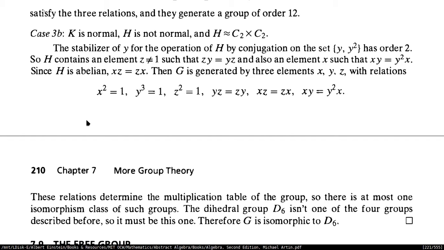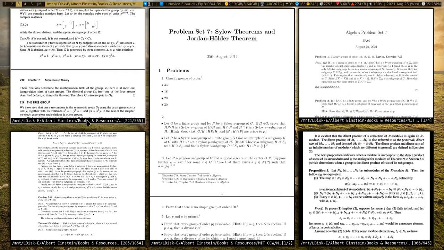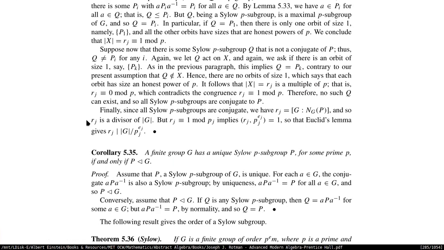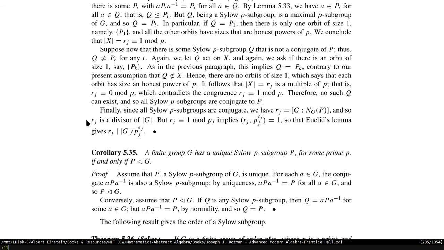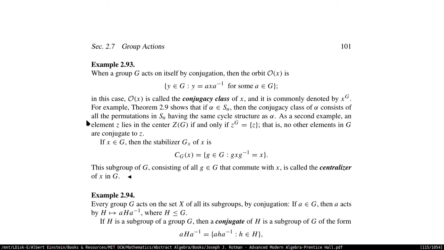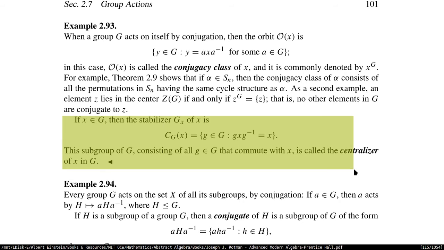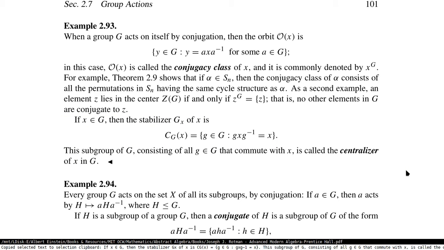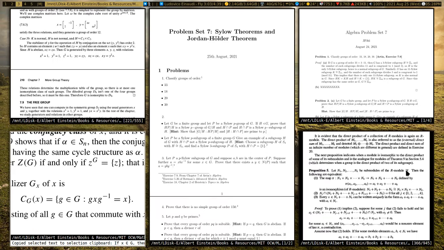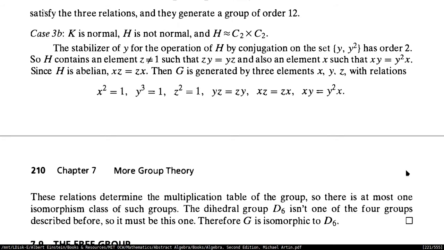I believe it was in Rotman. Okay, so we're letting H act on the set {y, y squared} by conjugation. So it's not acting on a subgroup, it's just acting on the set {y, y squared}. We want to know what the stabilizer of y is.